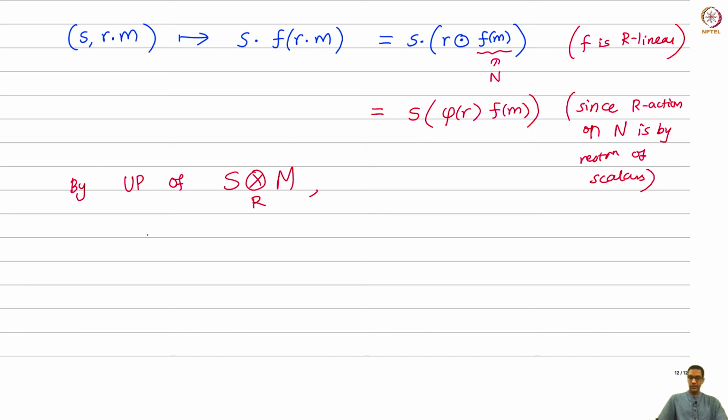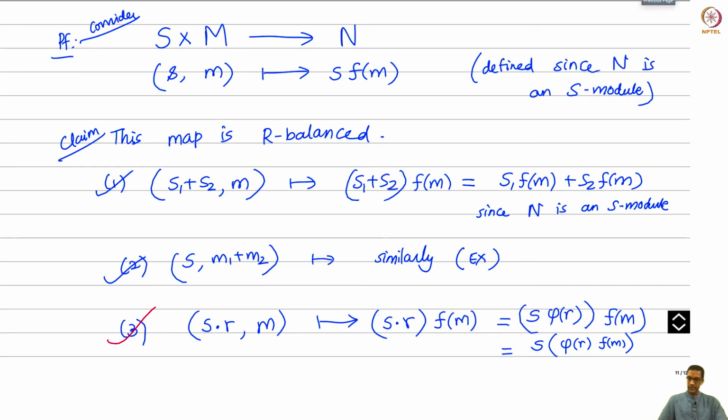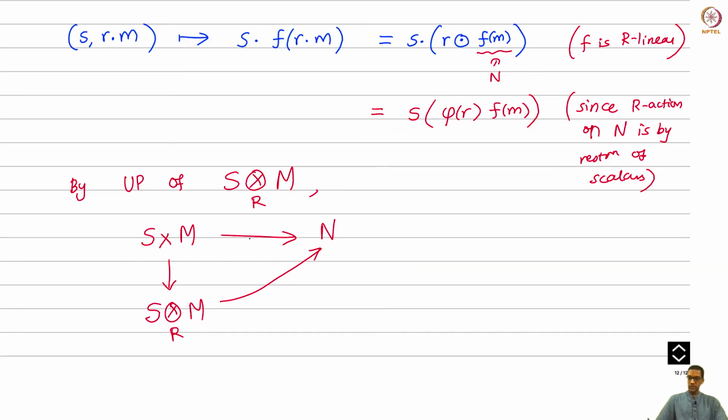what does it mean? It says that there exists a unique map S tensor M to N. Okay, so we didn't give this map a name. Maybe we should have done that. So let's call this map G. Okay, and so this is G and this map is G tilde.